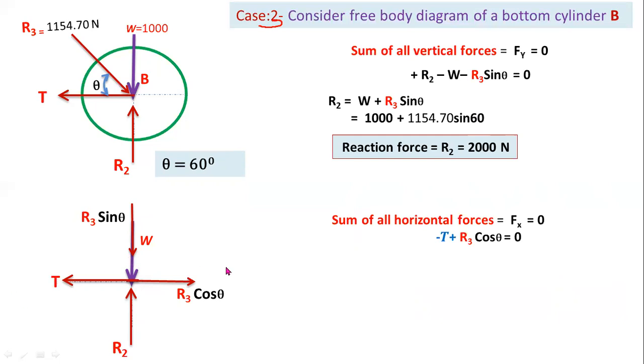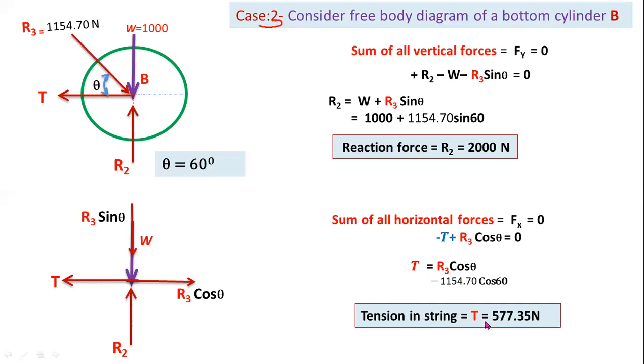Now we have to resolve all the forces along the horizontal axis. There are 2 horizontal forces. For left side direction, you have to consider minus sign. For right side direction, you have to consider positive sign. Plus T equal to R3 cos theta. Now substitute the value of R3 and theta in this equation, and we can get the value of tension T. Already we got tension T; that value and this value are the same, 577.35 newtons.